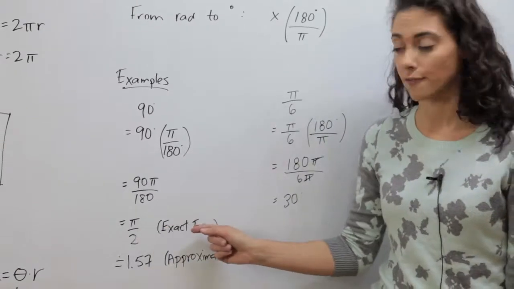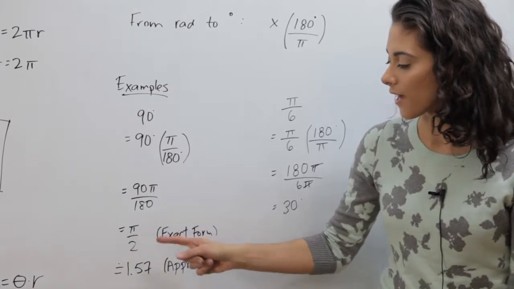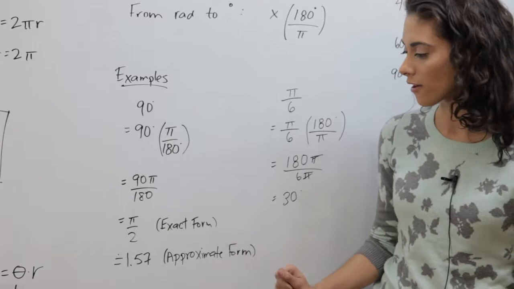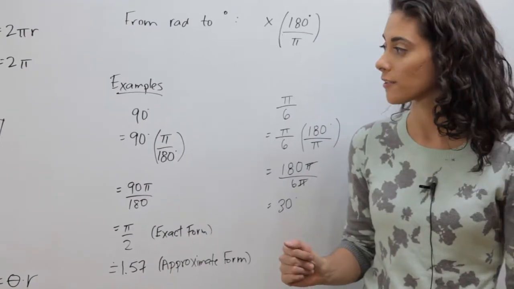We call this exact form. We've got the pi in there. Now, of course, you could plug this in your calculator and you'll find that pi divided by 2 is about 1.57, and we call that approximate form. These are the same. We prefer this because it's exact and we haven't rounded.